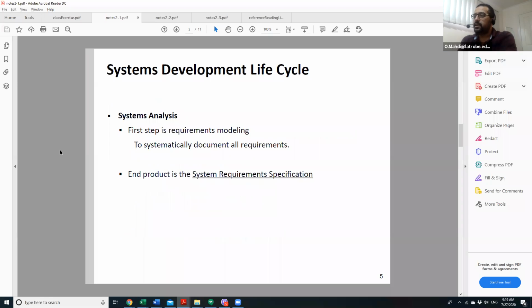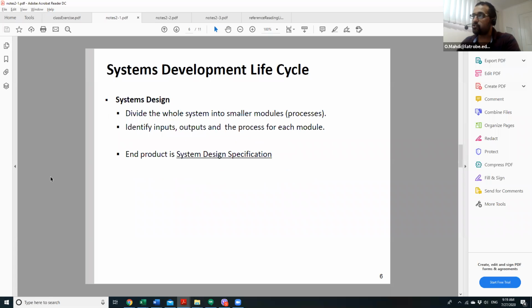All right, great. So in system analysis, the first step is requirements modeling. The system technically documents all requirements. When you are starting a new project or developing a new information system, the most important thing is to do analysis. We will talk about this in detail. What do we mean by analysis? What kind of analysis do we need to do in order to collect information or data about the new information system?